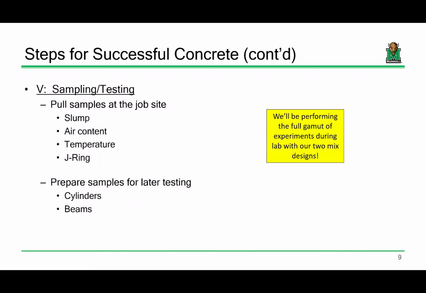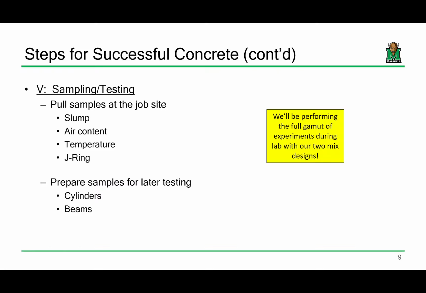Before we place the concrete in the forms, we do need to draw samples from the batch to test them. Okay, this is a requirement on just about any, like any construction job. You're going to pull samples from the batch of concrete and test them. Now, we're going to perform the full gamut of these tests in class, like the full range of them. And so those tests are going to be slump, air content, and temperature.